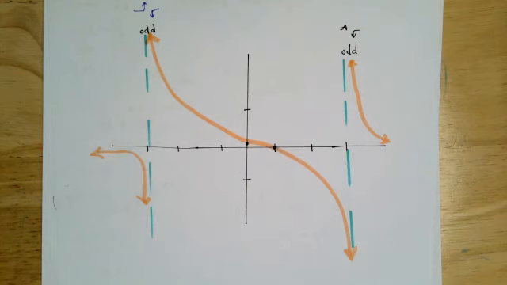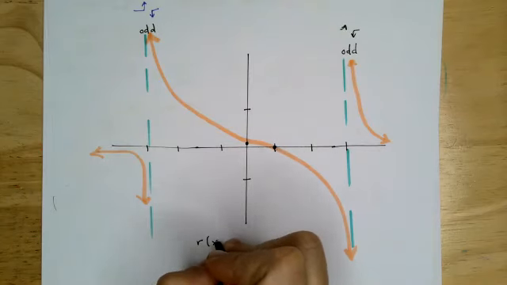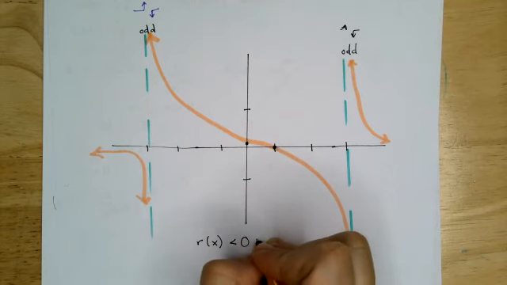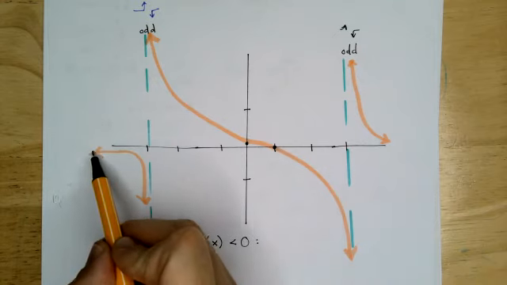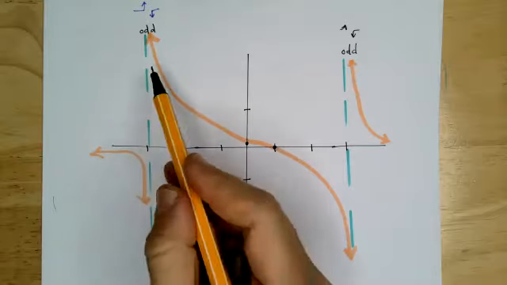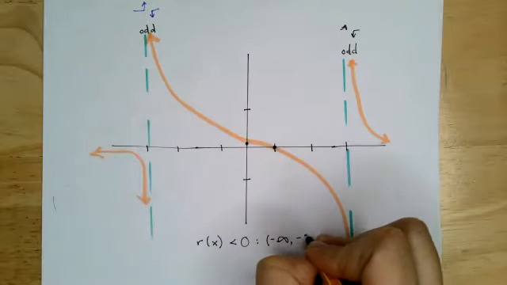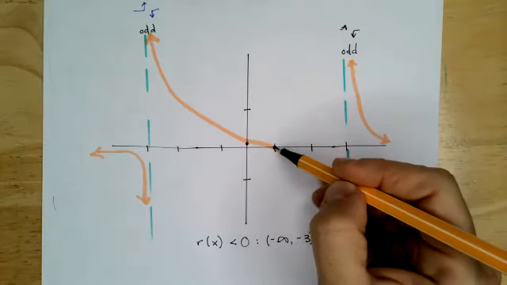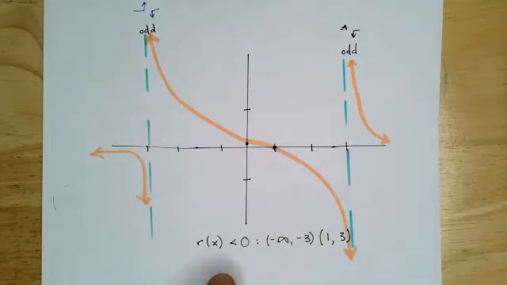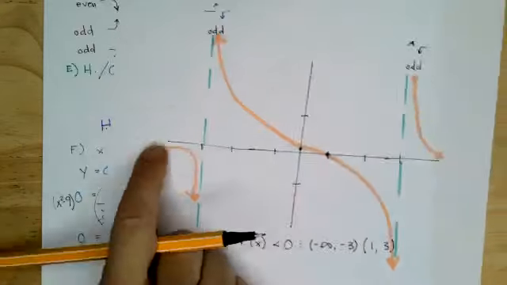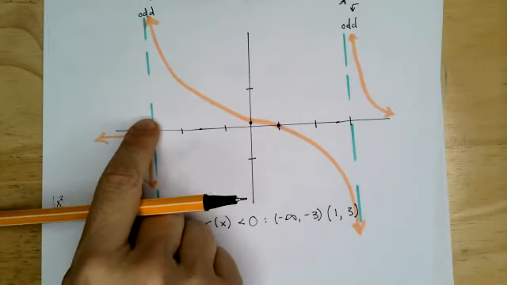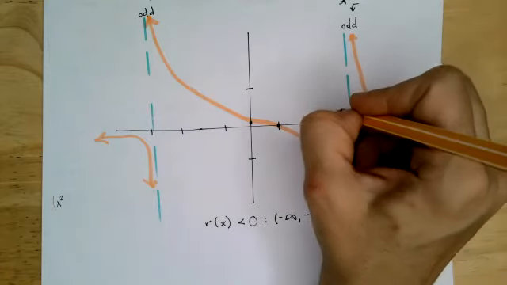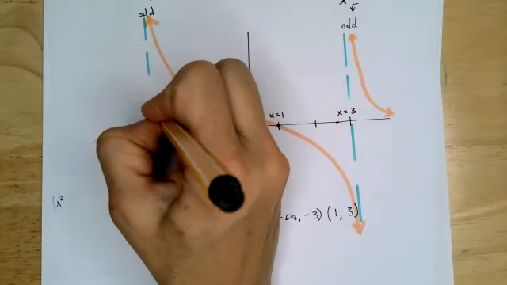All right. If I asked you to tell me where it's below the x-axis, or where r of x is less than 0, right? We would say it's from negative infinity to negative 3. At negative 3, it's nowhere, right? It doesn't exist. And then also from x equals 1 to x equals 3, it's below the x-axis. So it's below the x-axis from forever to right here, and from right here to 3, because this is x is 3, this is x is 1, and this is x is negative 3.